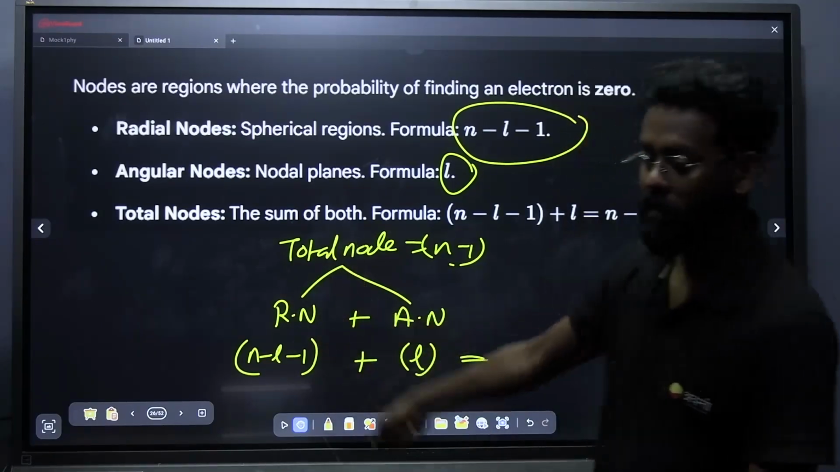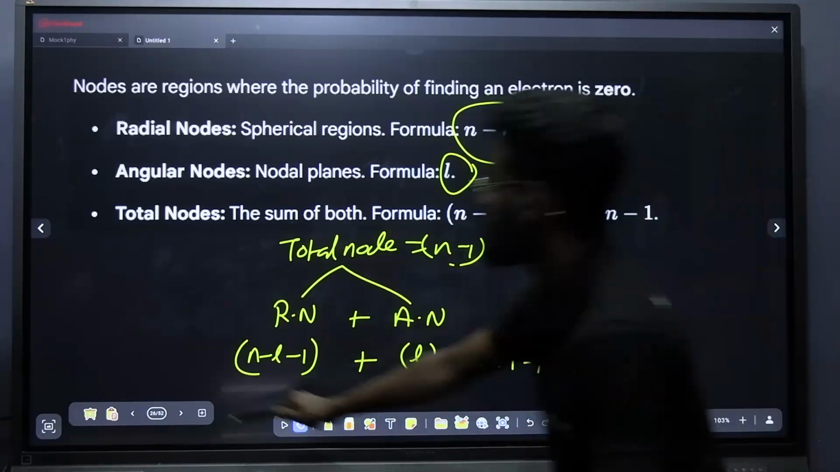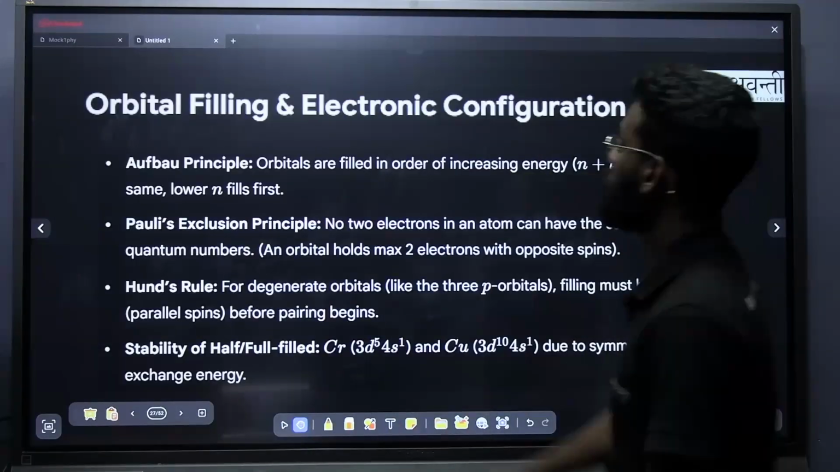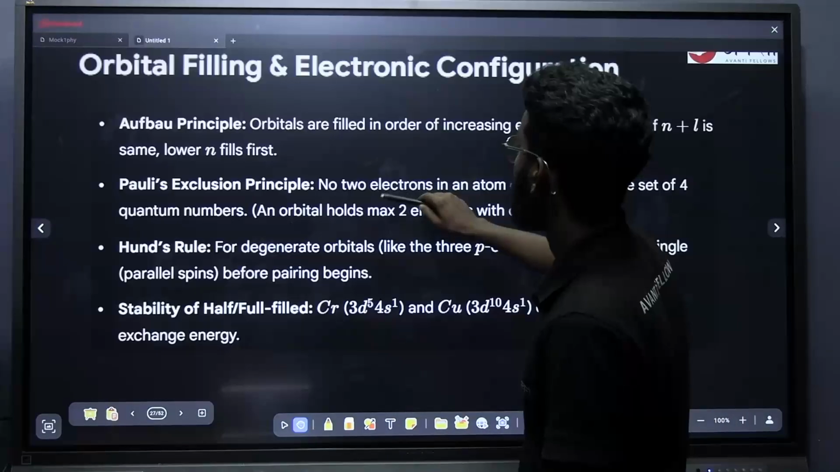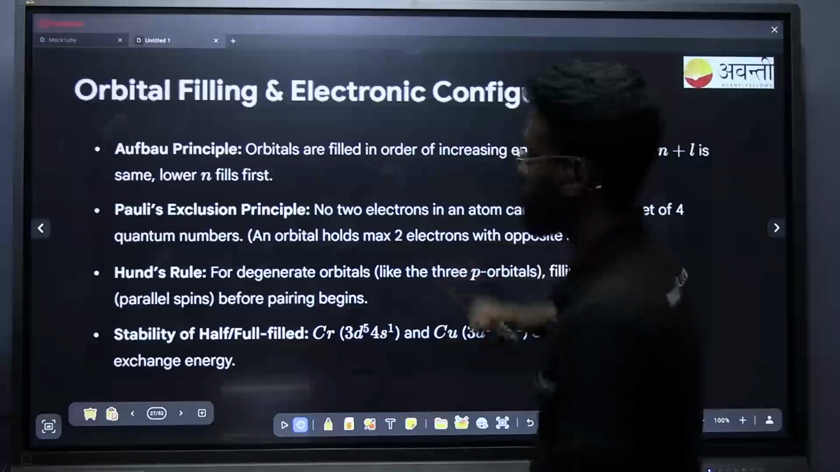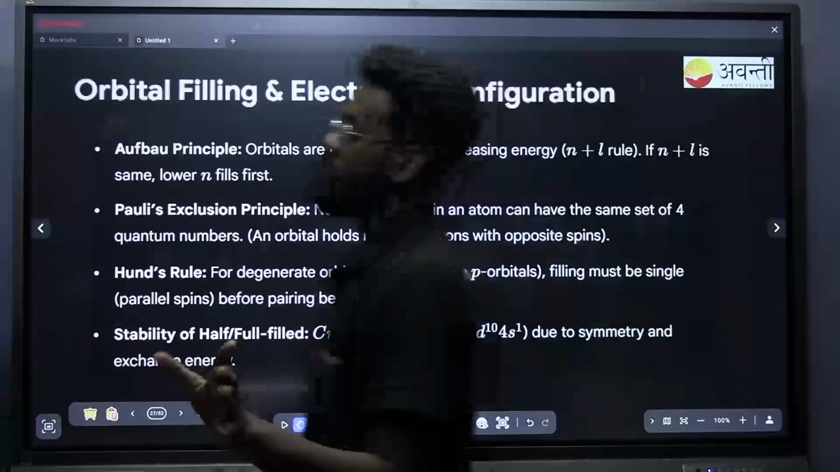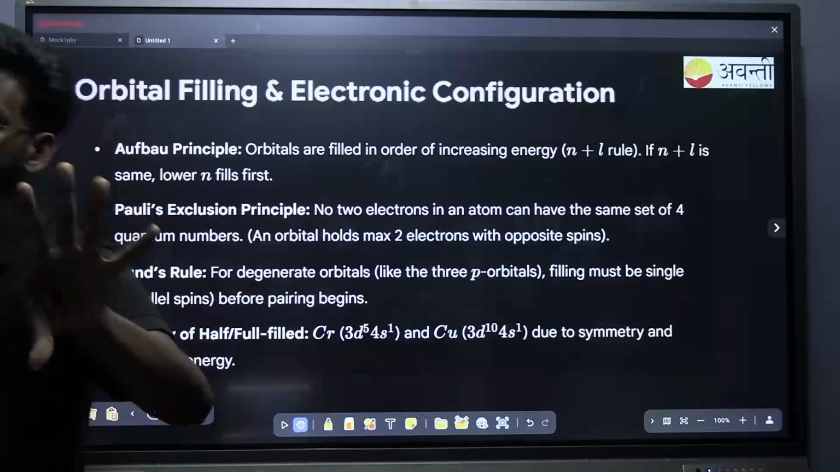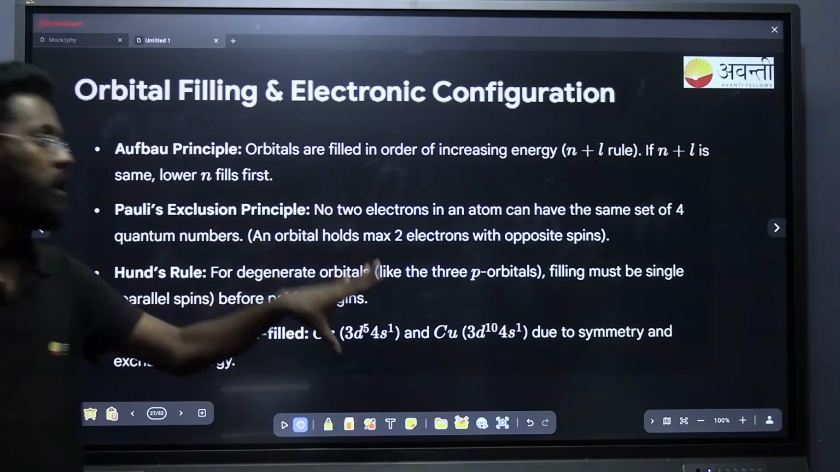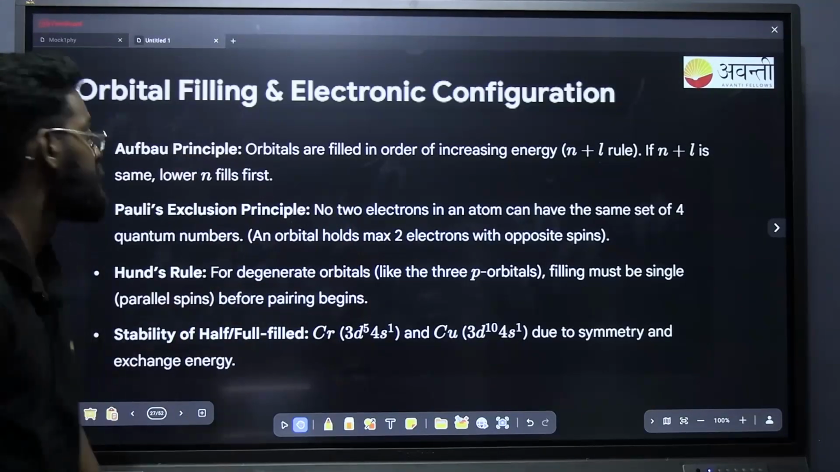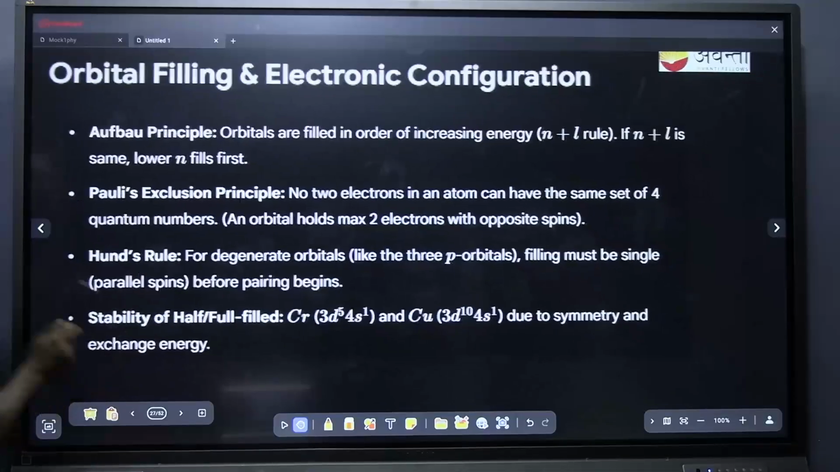Now, I hope all of you have done this one. Now I will be moving into the next part, that is orbital filling and electronic configuration. The last part is over. Now, we know that an electron will be in a particular orbital, subshell and shell. Now, how can we arrange these electrons? That is by using these principles.